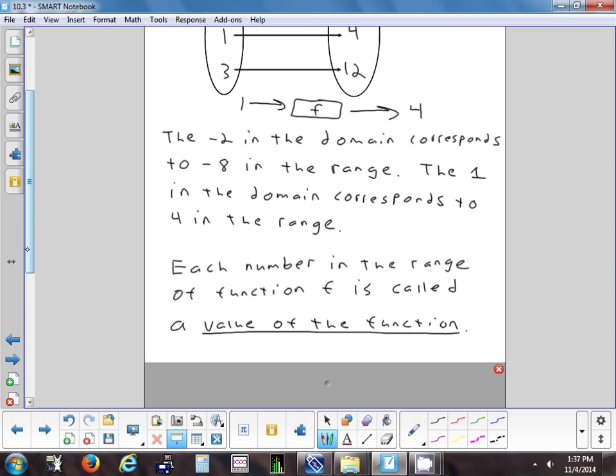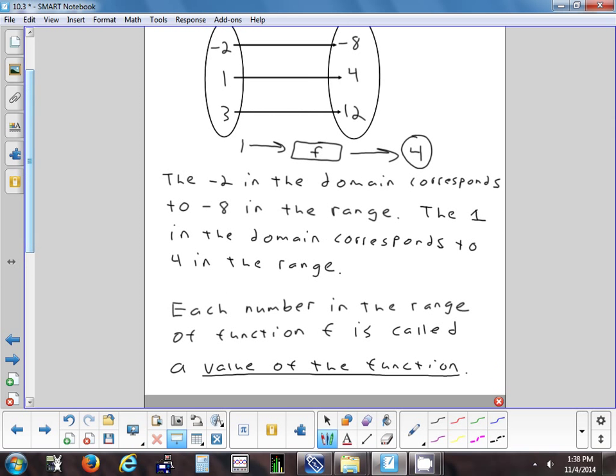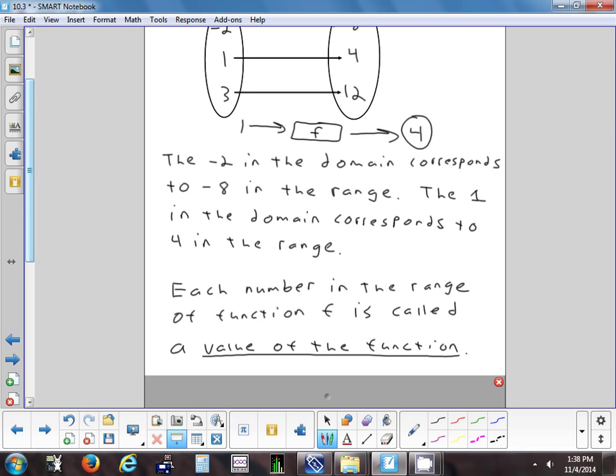And the number that it gives you back is called a value of the function. So the 4 right here, that's an example of a value of the function f. It's one of the 3 values we have up above. Negative 8 is a value of the function, 12 is a value of the function, and 4. So guys, for that second bullet where it says each number in the range of a function f is called a what? What should we be writing in? Value of. Value of a function. Good. Thank you, Candy.